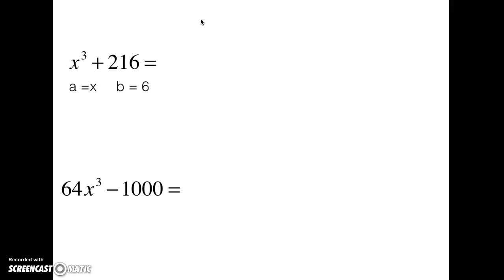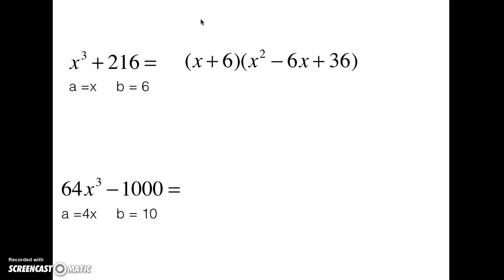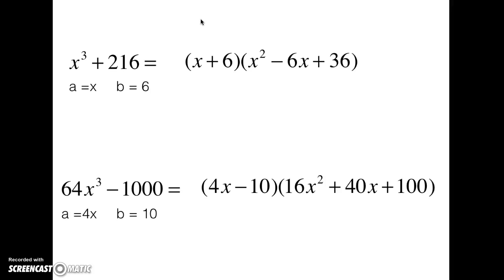For the first problem, we have a equals x and b equals 6. We're using the sum of perfect cubes because we start with a plus sign. So we have x plus 6, parentheses, x squared minus 6x plus 36. For the second example, a is going to be 4x, b is going to be 10. We use the difference of perfect cubes because we're starting with a minus sign. So 4x minus 10, 16x squared plus 40x. The 40 comes from 4 times 10. The 16 comes from 4 squared, plus 100.